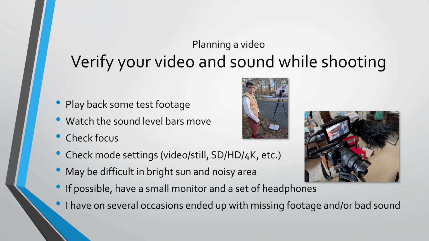This can be difficult in bright sun and in a noisy area. It can be very hard to see what's going on in the back of your camera. So if possible, have a small monitor and a set of headphones. You can see that my most recent addition to my camera rig is that 5-inch monitor sitting on top of my camera. I chose a low resolution, very inexpensive monitor that has very high brightness. So I can use it outside on a sunny day and be able to see where I'm standing, that my sound bars are moving when I talk, those kinds of things. It gives me feedback that I'm actually shooting good footage. And I can see the red dot appear when I go into record mode.